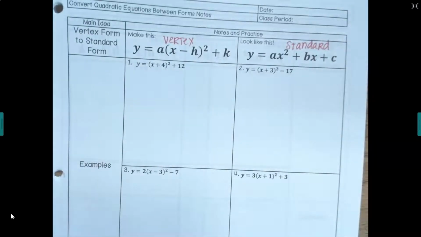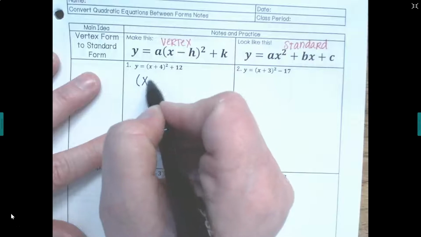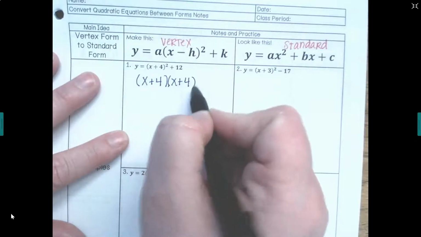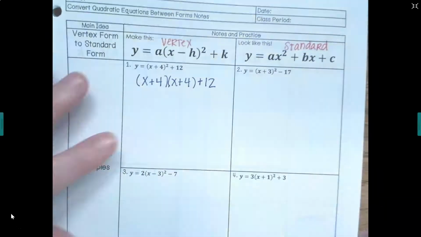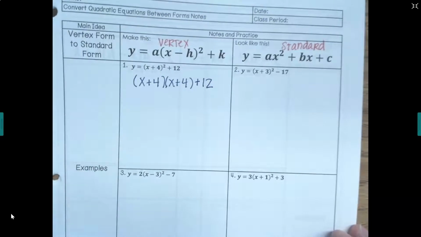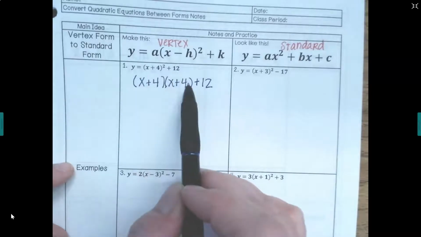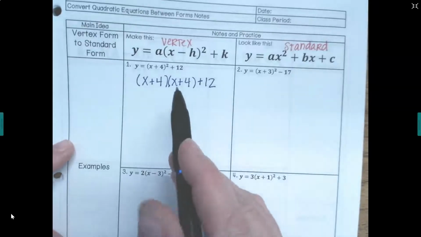All right, so taking a look at these, the first thing you notice is this parenthesis squared. What that means is you have x plus 4 times x plus 4. So you're going to write these out, and then there's a plus 12 on the end. Now hopefully you're seeing where we're going with this. We're going to distribute, we're going to FOIL these out like we've talked about previously in class. And then we're going to combine like terms. That's really all you need to do.